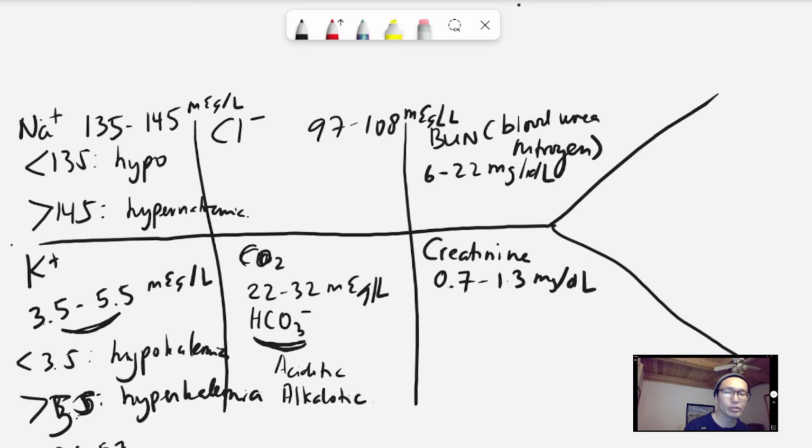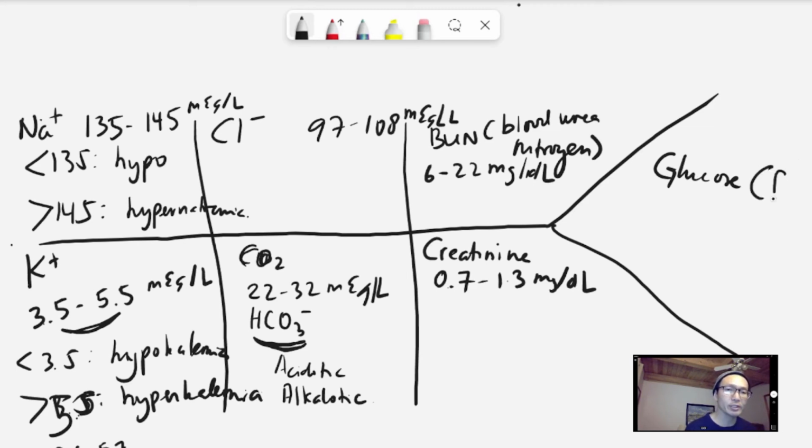So BUN, as you guys know, is a waste product of protein metabolism, and creatinine is a product of metabolism that happens in the muscles, from creatine to creatinine. Both BUN and creatinine are regulated by the kidney, are cleared by the kidney. So if you see that BUN or creatinine are high, that most likely means the patient has some kind of renal failure. Yeah, the next one will be glucose, which is a sugar.